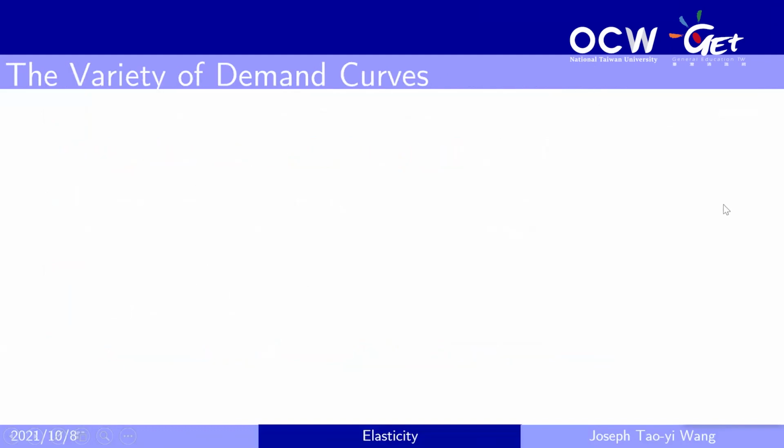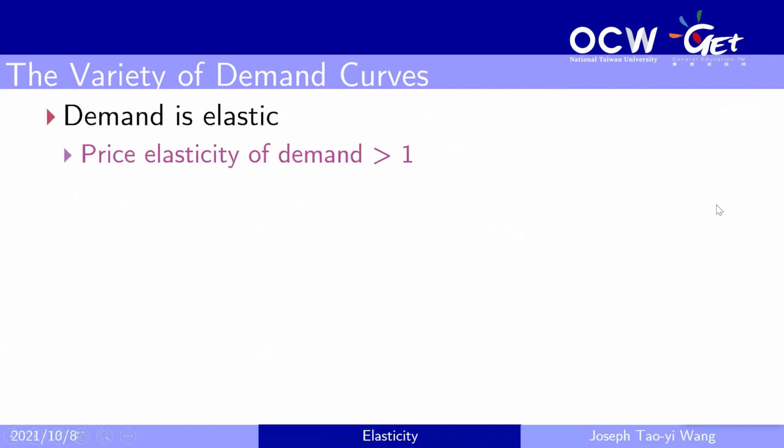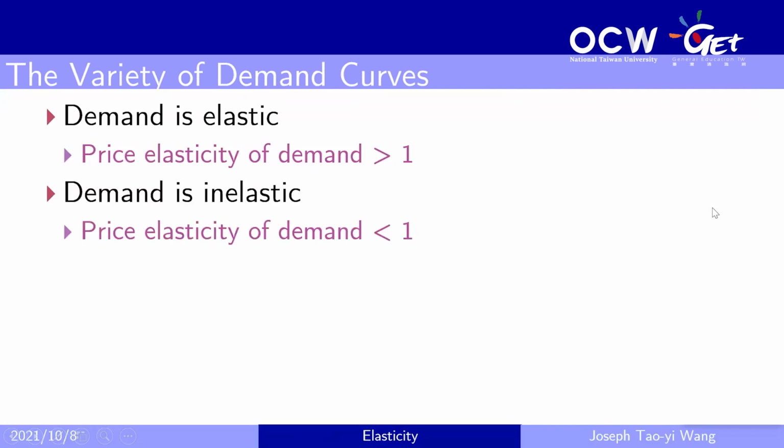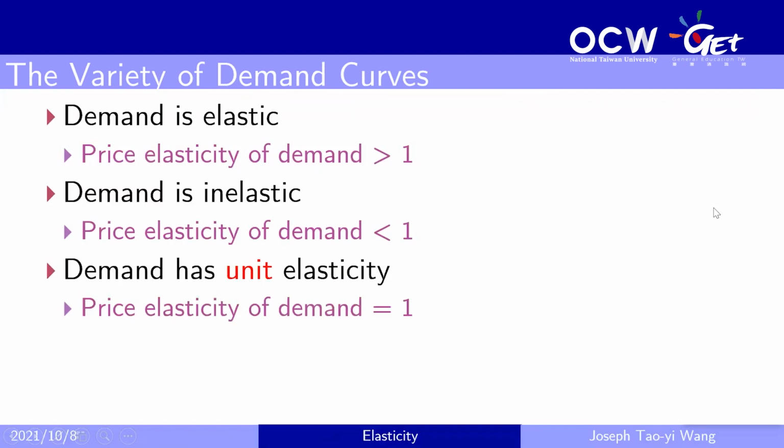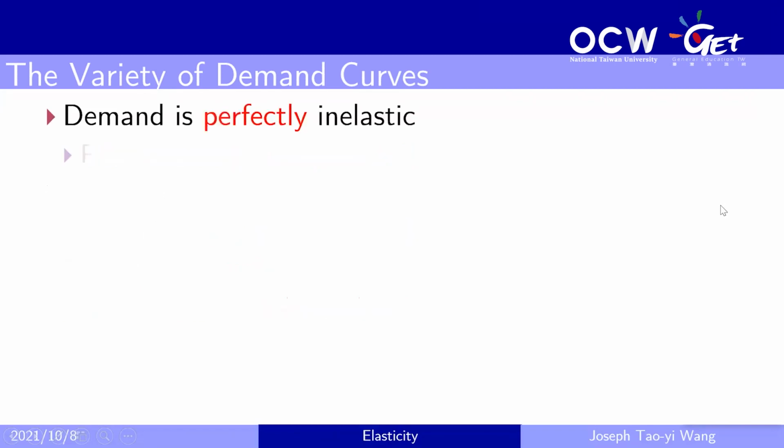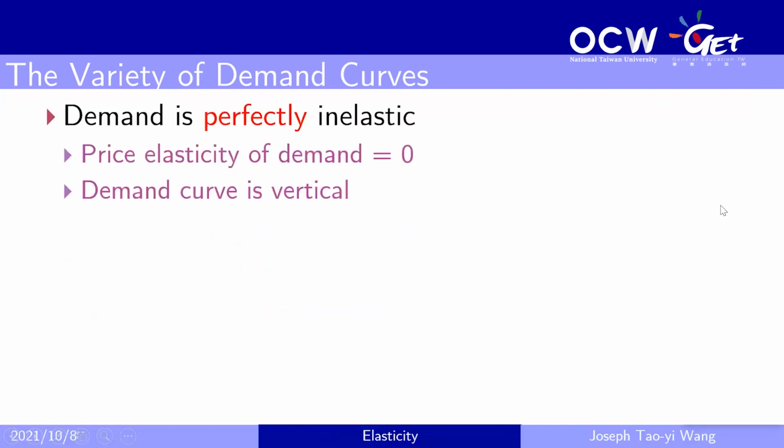All right, so using elasticity, we can talk about different types of demand curves. We say demand is elastic if price elasticity is greater than 1. We say it's inelastic if it's smaller than 1. And if it's exactly 1, we say it has unit elasticity. If you go to the extreme, you can think about a perfectly inelastic demand curve. That's when price elasticity is 0.